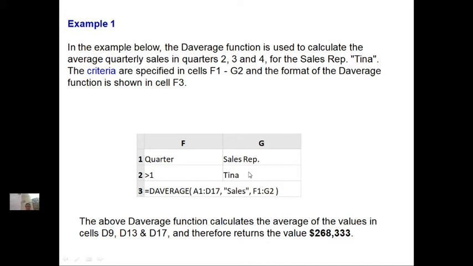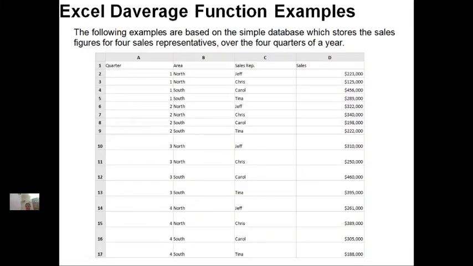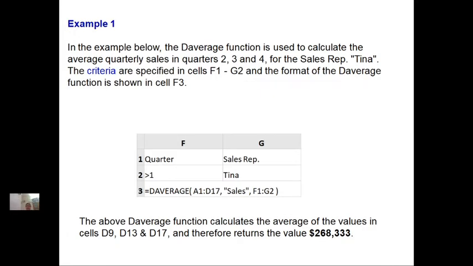He is returning 2,68,333. So he is taking the total of these three and dividing the total by 3 and getting the output 2,68,333. Okay students, this is an example explaining how we can use the DAVERAGE function, which is one of the database functions in Excel. Okay. Now let us go to the next slide.